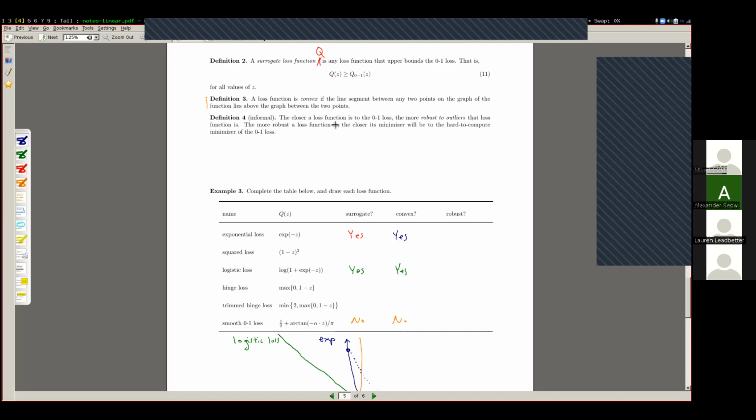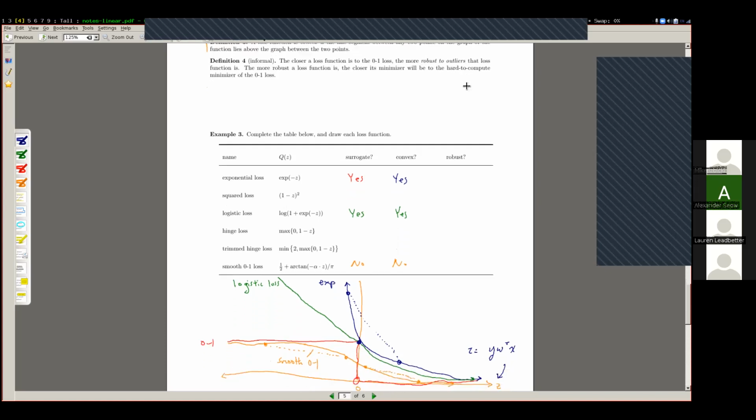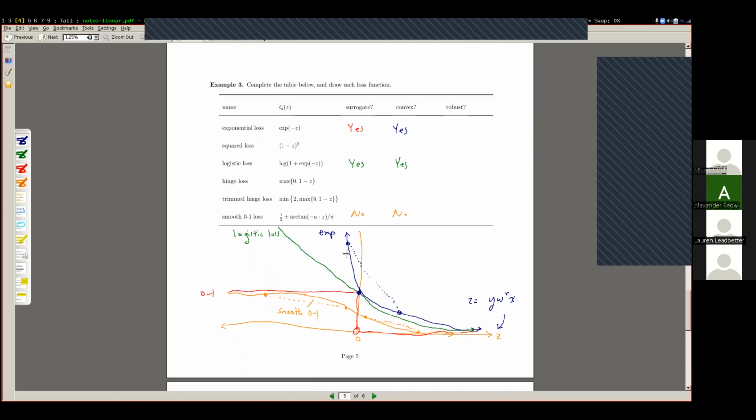But the idea is that the closer a loss function is to the 0-1 loss, the more robust it is to outliers. And so down here, this exponential function is a surrogate loss, it's convex, but it's very different from the 0-1 loss. The logistic loss is more similar to the 0-1 loss than the exponential loss. So we'll say that the logistic loss is more robust than the exponential loss. And always, when we're talking about robustness, it'll just be a matter of looking at the graph and saying, does it look more like the 0-1 loss or less like the 0-1 loss? And it'll always be pretty obvious which one's more similar.